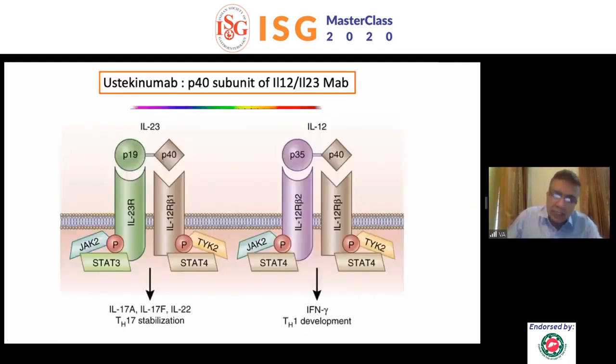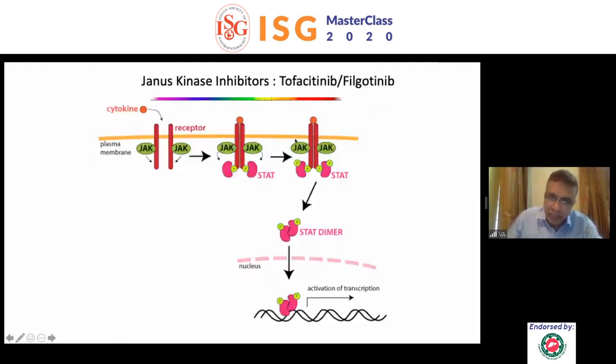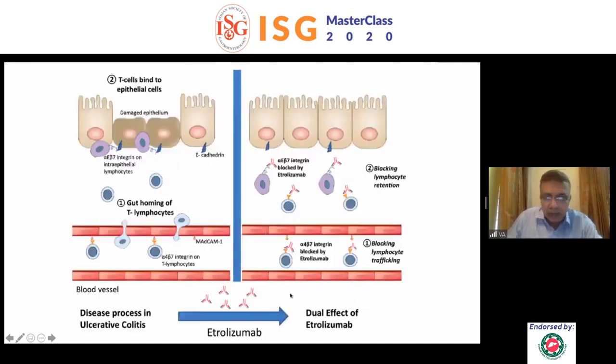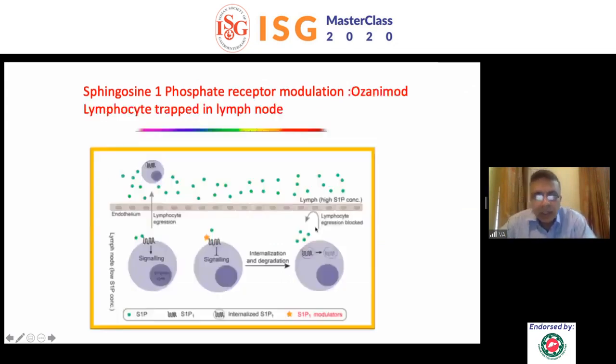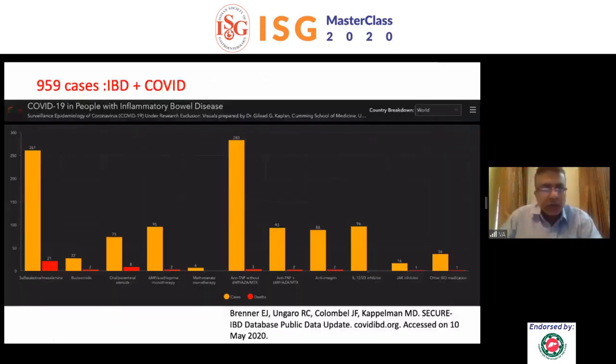Newer agents: ustekinumab, we have talked about, targets the P40 subunit of IL-12 and IL-23. We have tofacitinib, which is a Janus kinase inhibitor. Then you have the sphingosine 1-phosphate receptor, which is there on the lymphocyte. That receptor decides whether the lymphocytes are going to come out of the lymph nodes or not. So if you do not want the lymphocytes to come out of the lymph nodes, you can modulate this with the help of ozanimod. These are the new drugs which are going to come up.